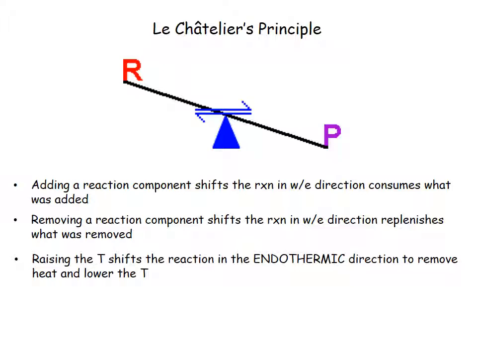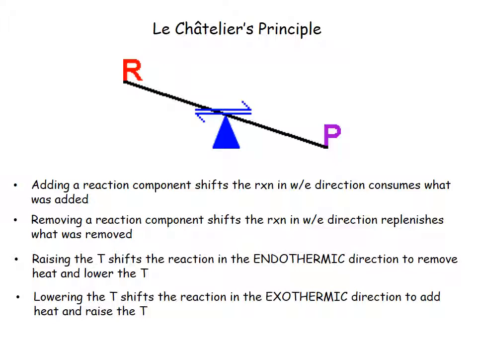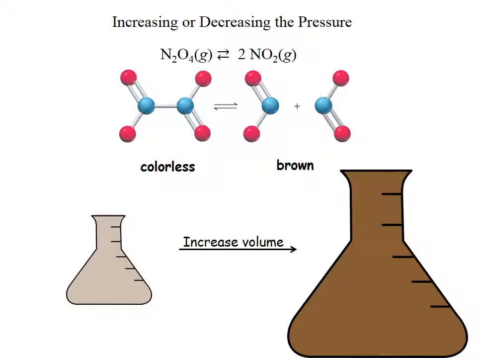Raising the temperature shifts the reaction in the endothermic direction to remove heat and lower the temperature. Lowering the temperature shifts the reaction in the exothermic direction to add heat and raise the temperature. So basically, the reaction is just going to shift in whatever direction undoes what you've done.